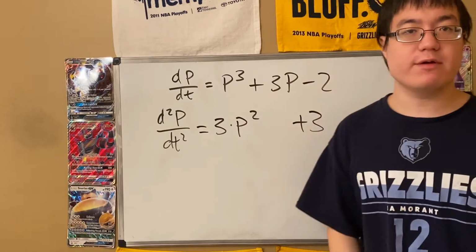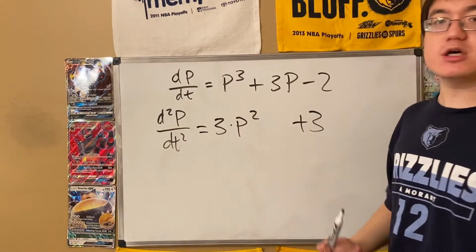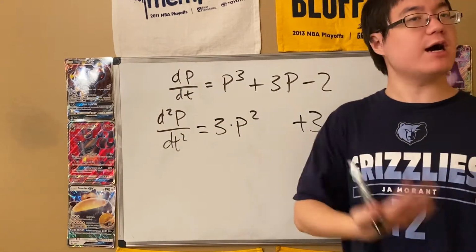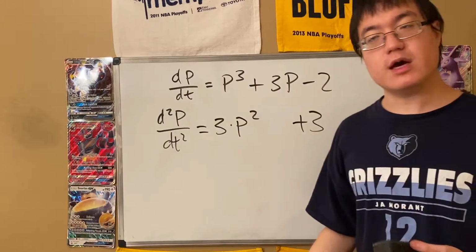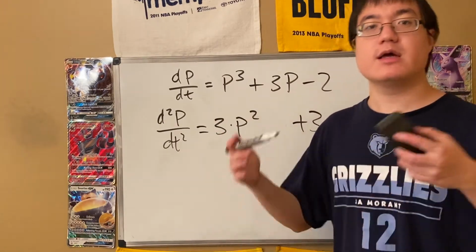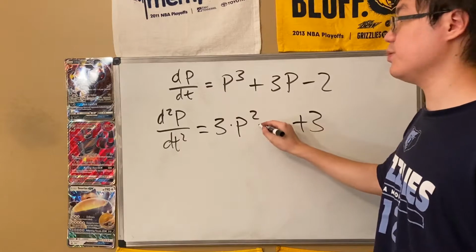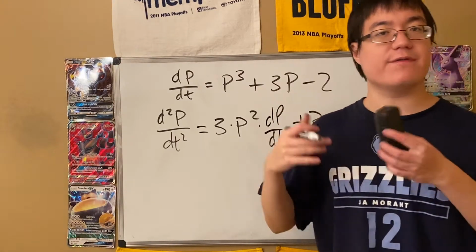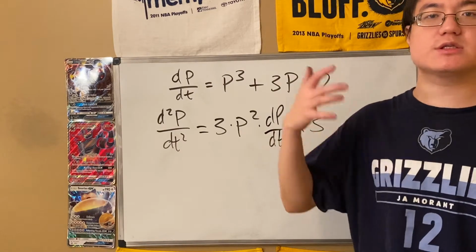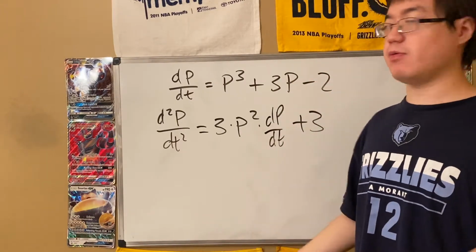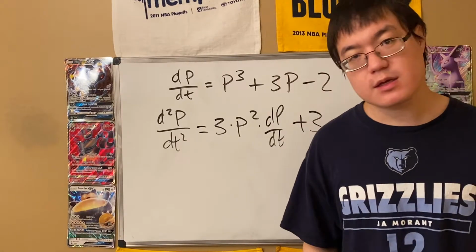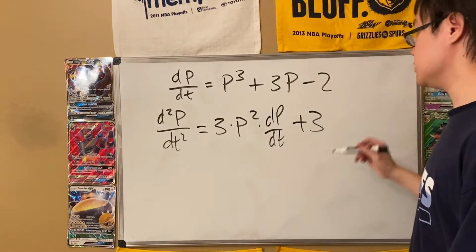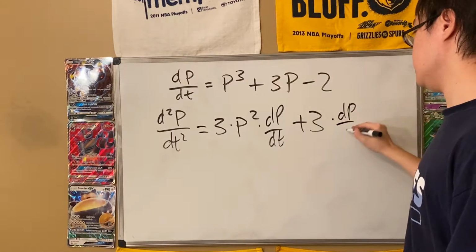So what's the correct derivative of p cubed? It's not just 3p squared. Just like the derivative of y cubed is 3y squared times y prime, the derivative of p cubed is 3p squared times dp dt, or p prime. Same thing here. What's the derivative of 3y? Well, usually it's not just 3, it's 3 times y prime. So what's the derivative of 3p? Well, again, it's not just 3, it's 3 times dp dt. So it's going to be times dp dt.